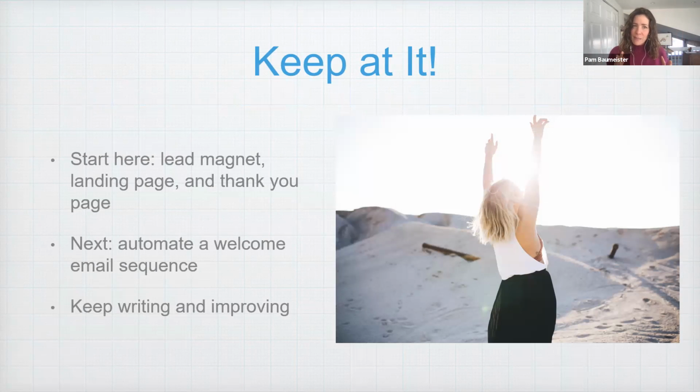So start with a lead magnet, and then move to the landing page, and then move to a thank you page. If you're making a lead magnet like a guide, then that's where you would start. If you're just giving them a discount, then start with the landing page. Does that make sense? And then do a thank you page after that. And then after you've done those things and you feel good about those things, you can automate a welcome email sequence like I've shown you.